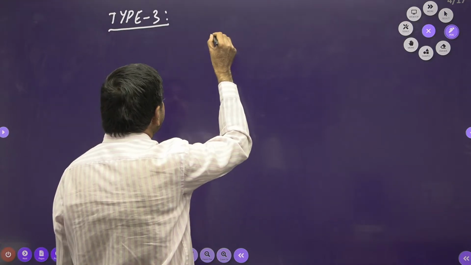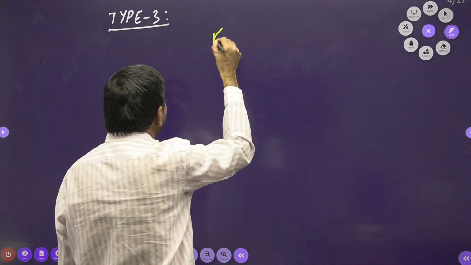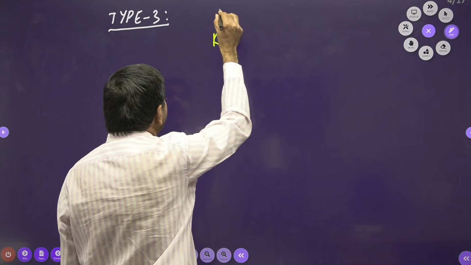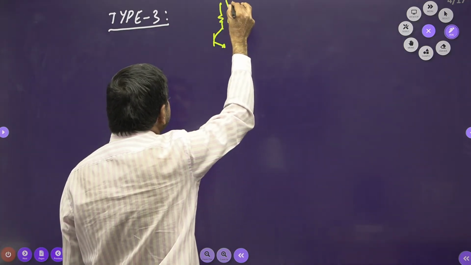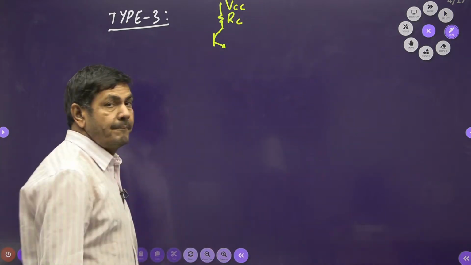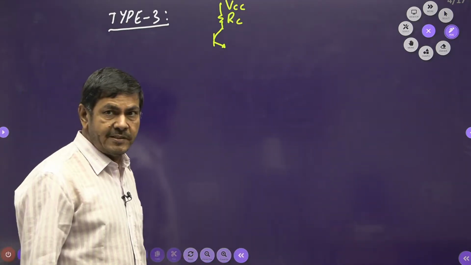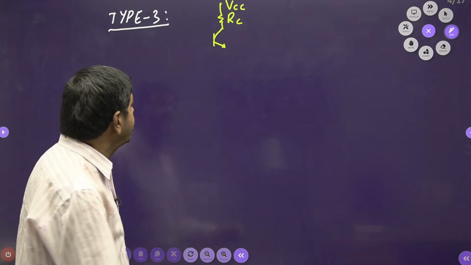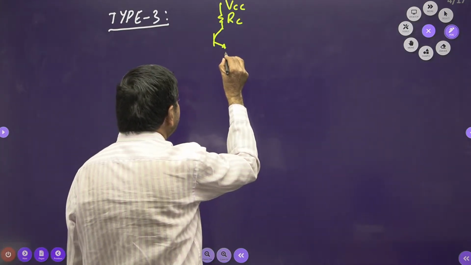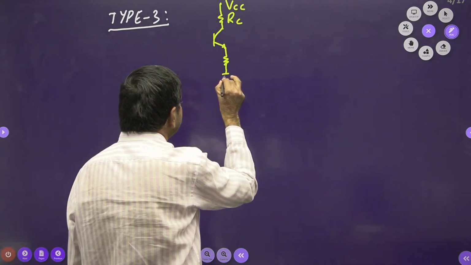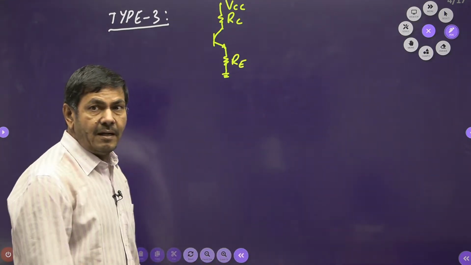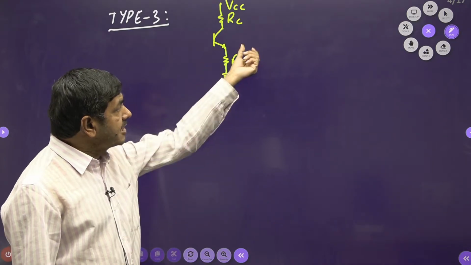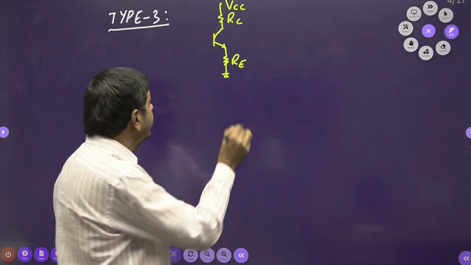Suppose you are given a network in this form. Here it is connected with RC. There is VCC. Now you can directly use the formulas. I will give certain problems also, and you can easily tackle them. There is RE, which is connected to the ground. I am not connecting any bypass capacitor for this RE.